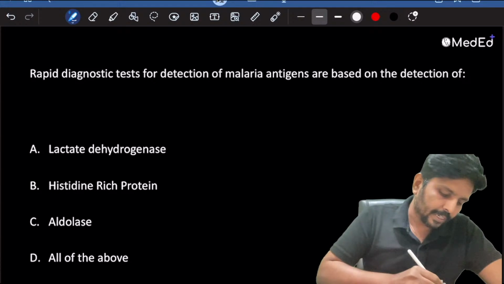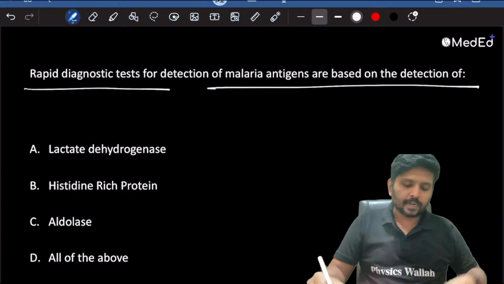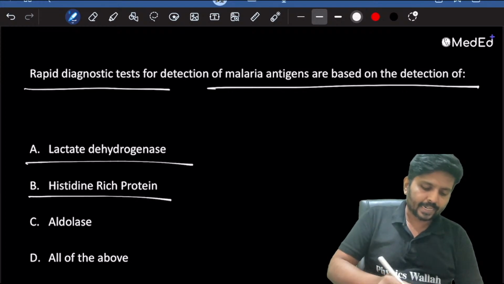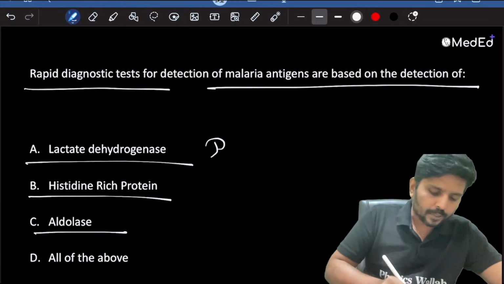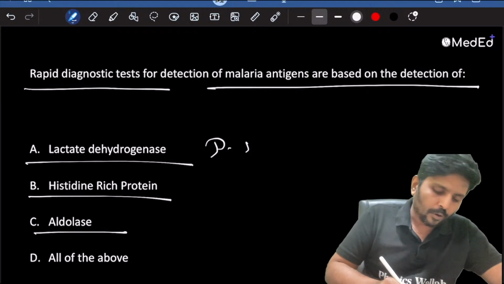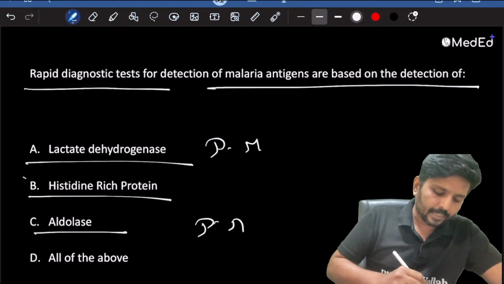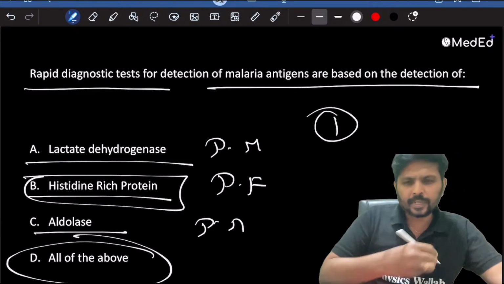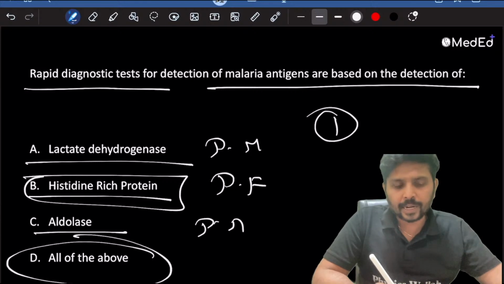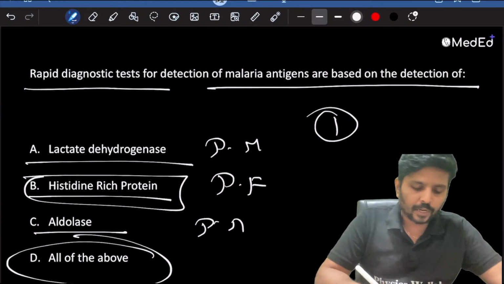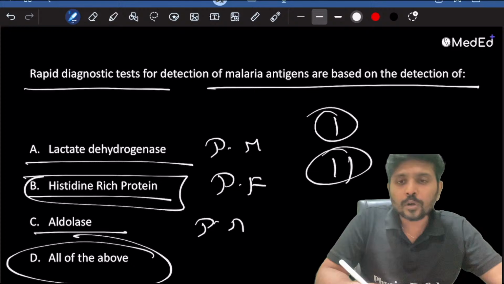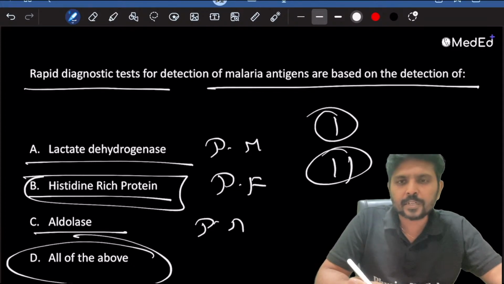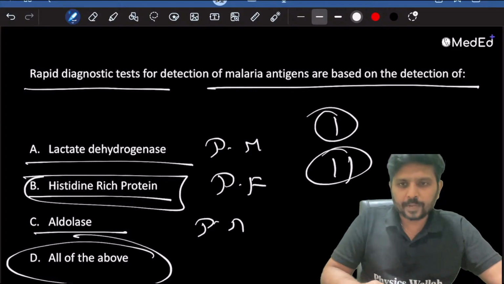Rapid diagnostic tests for detection of malarial antigen are mainly based on histidine rich protein, lactate dehydrogenase and aldolase. Lactate dehydrogenase and aldolase are common to Plasmodium species, whereas histidine rich protein is specific to Plasmodium falciparum. It is just like a pregnancy card test. If you get one line, it can be a non-falciparum malarial species. If you get two lines, it can be due to Plasmodium falciparum, as the second line is due to histidine rich protein present in falciparum malaria.